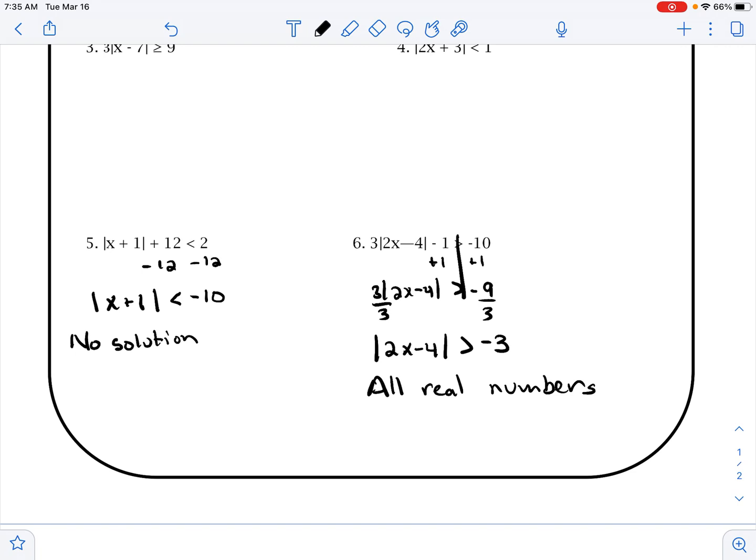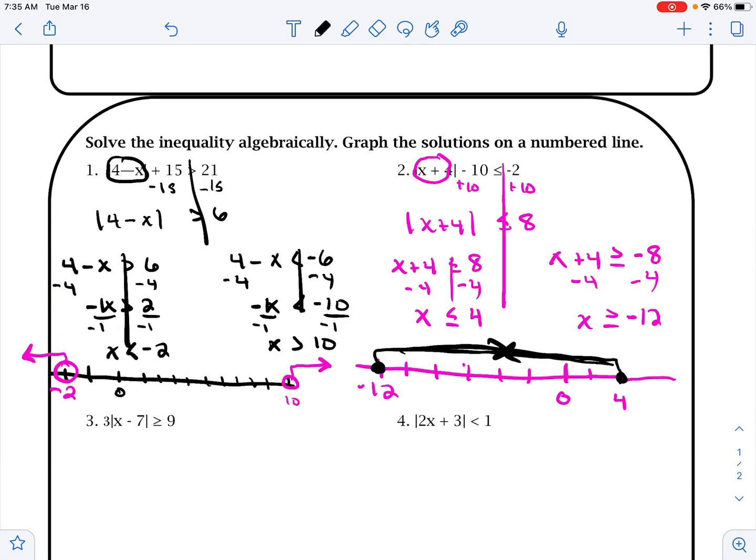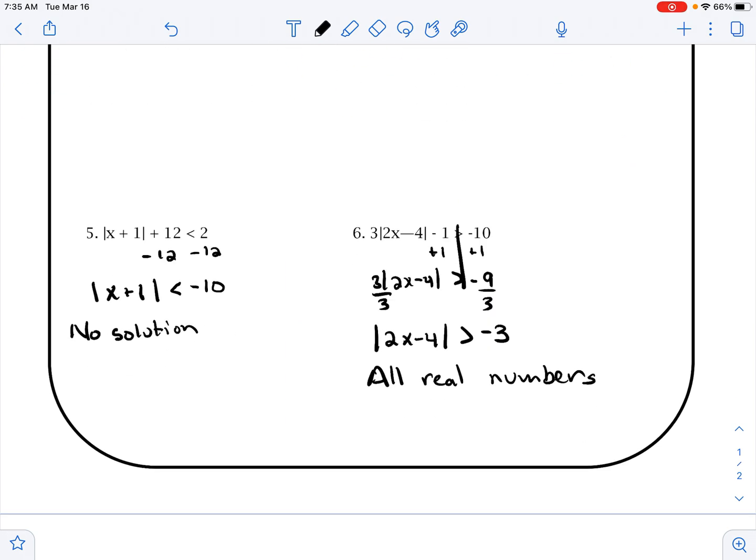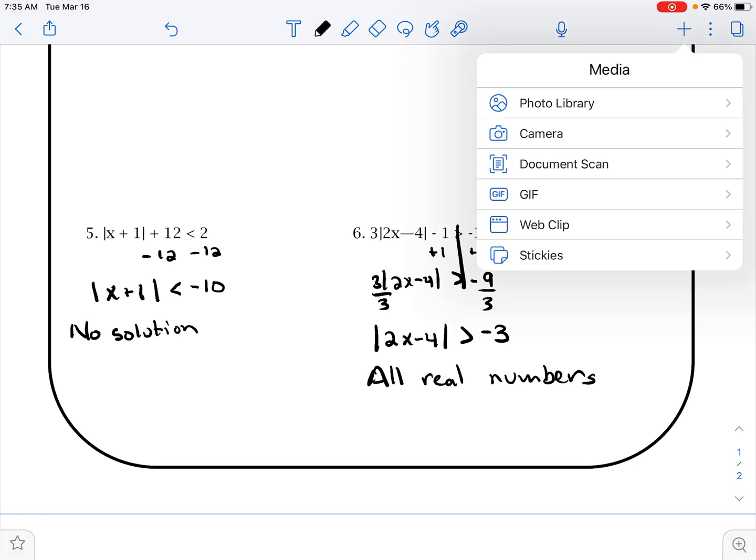So we're going through, we're setting it up similar to what we did for the equation. We just got to pay attention to the inequality, and then we'll do our number line. If it's less than a negative, it's no solution. If it's greater than a negative, then it's all real numbers.